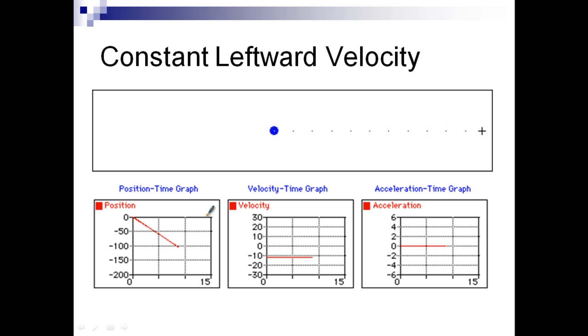A constant leftward velocity, your position goes from 0, you're going backwards, that's why it's getting negative. Since it's constant velocity, you're still going to have a nice horizontal line at a certain velocity. And also because it's constant velocity, it means there's no acceleration, so acceleration is still 0.